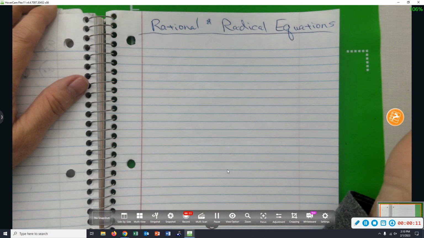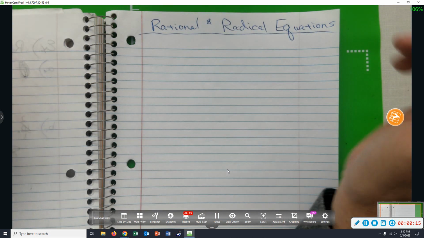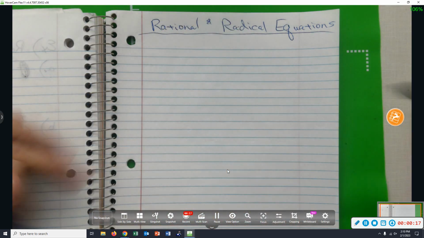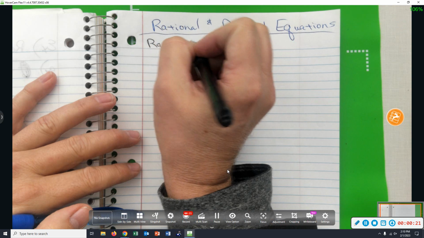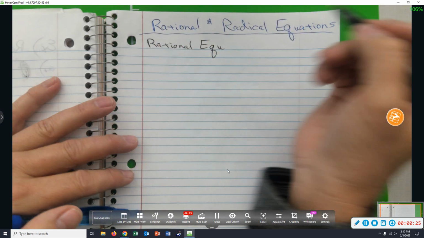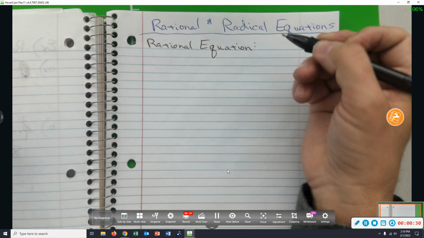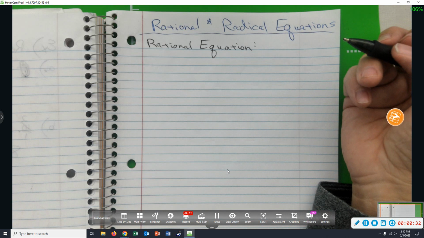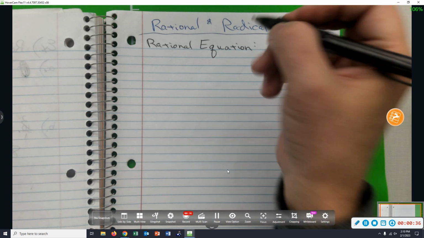We're going to look at rational and radical equations today. First of all, rational equations. A rational number is any number that can be written as a fraction, one integer over another integer. So, a rational number is really just a fraction. A rational equation is an equation that contains fractions.